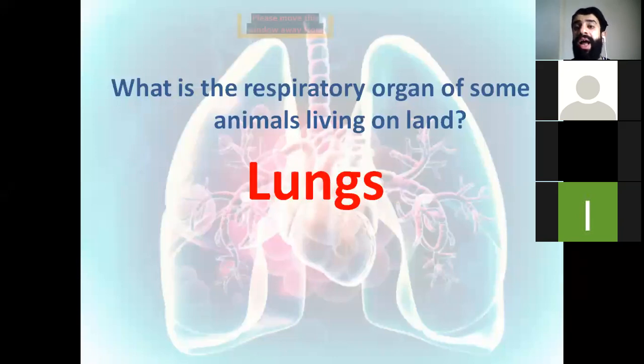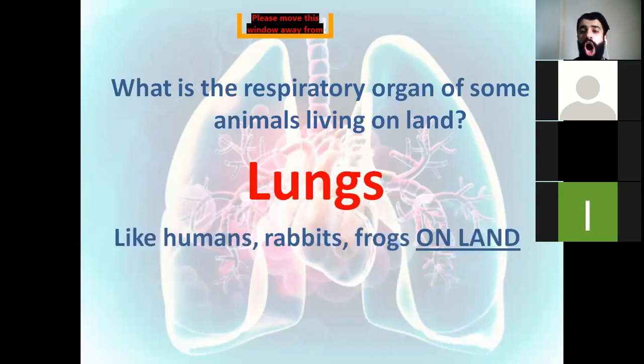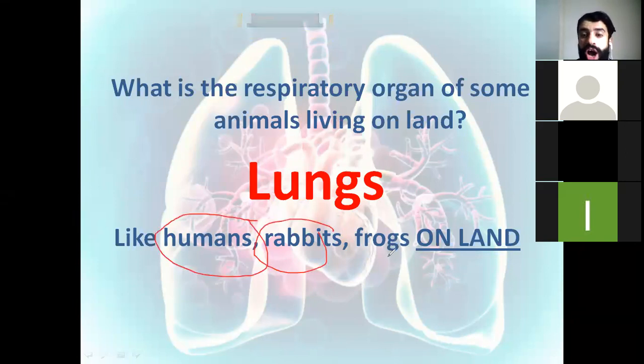We have lungs, which is for the mammals, and we as humans are classified as mammals. So whenever we have the respiratory organ, which is the lungs, we have a special type of respiration. We will discover it. So lungs are the respiratory organ for special types of animals and humans as well, rabbits and the frogs on land. Those who watch the video will know what I'm talking about.